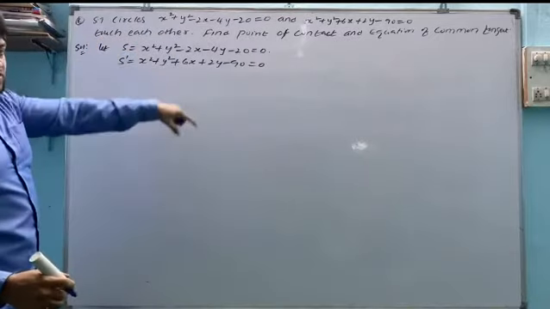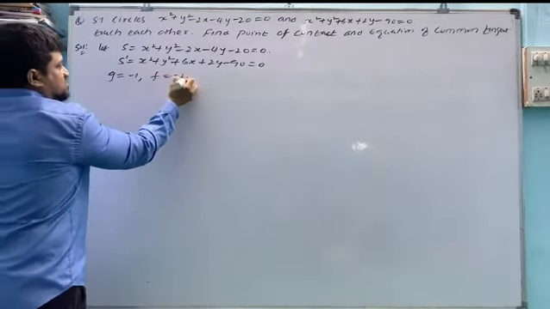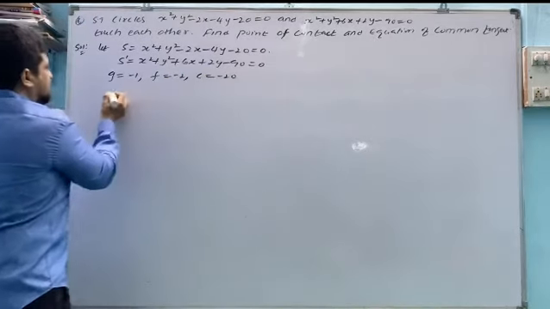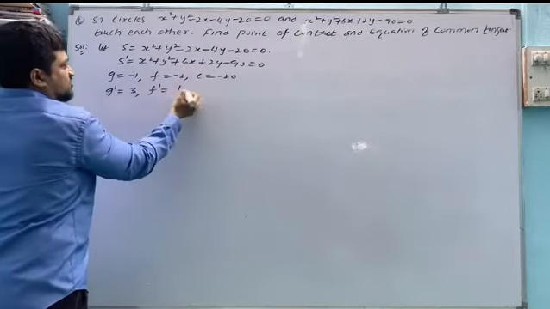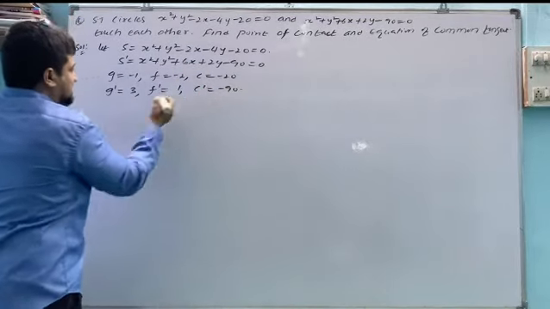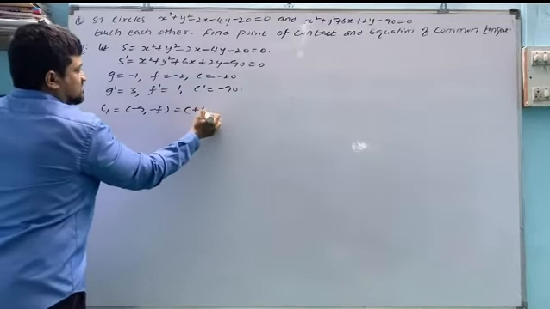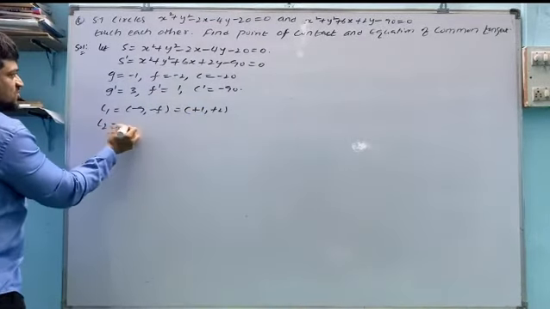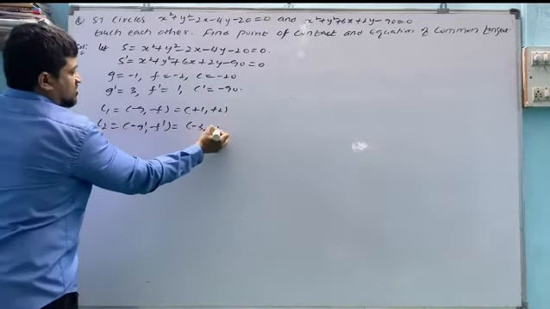For proving two circles touch each other, we have to find g equals f equals half of the coefficient, then c. Then g dash, which is half of this one, f dash is equal to half of the coefficient of y, c dash is minus 90. C1 we have to write as minus g, minus f, that is 1 comma 2. C2 is minus g dash comma minus f dash, which is minus 3 comma minus 1.